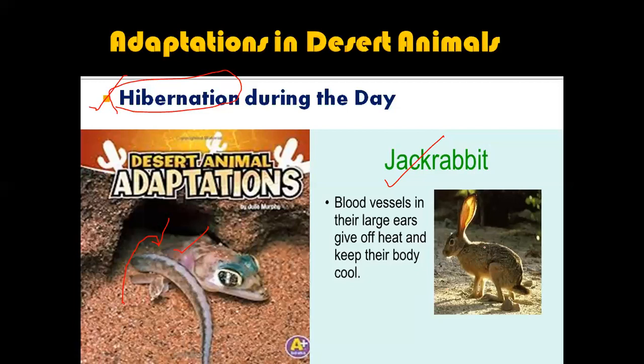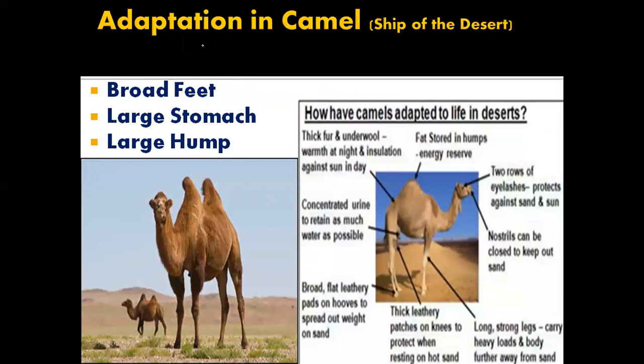This jackrabbit also has long ears with blood vessels inside that give off heat and make their body cool as well. Now, very important adaptations in the camel, which is also called the ship of the desert. Number one, it has broad, padded feet. You see this one? Broad, flat, leathery pads, which help them to run on the sand, and their feet and limbs do not sink into the sand.